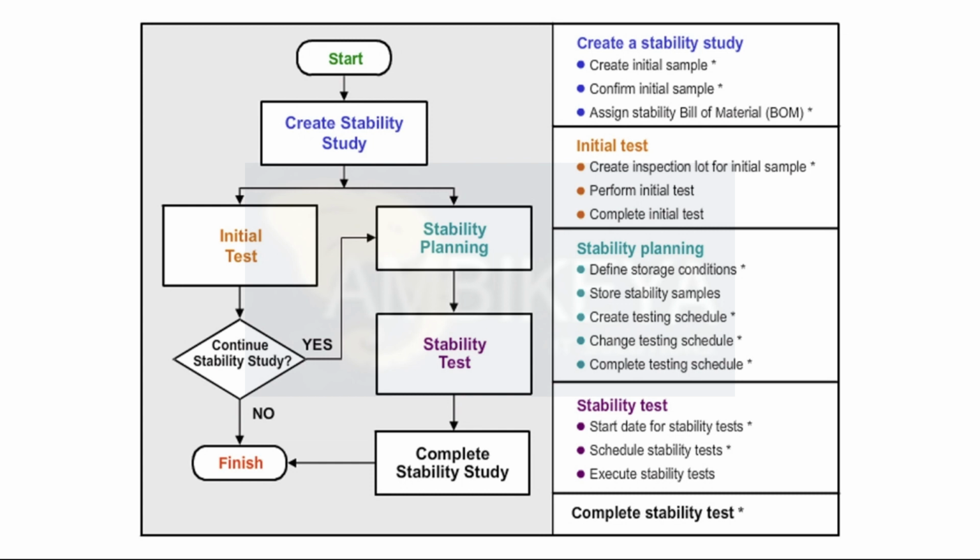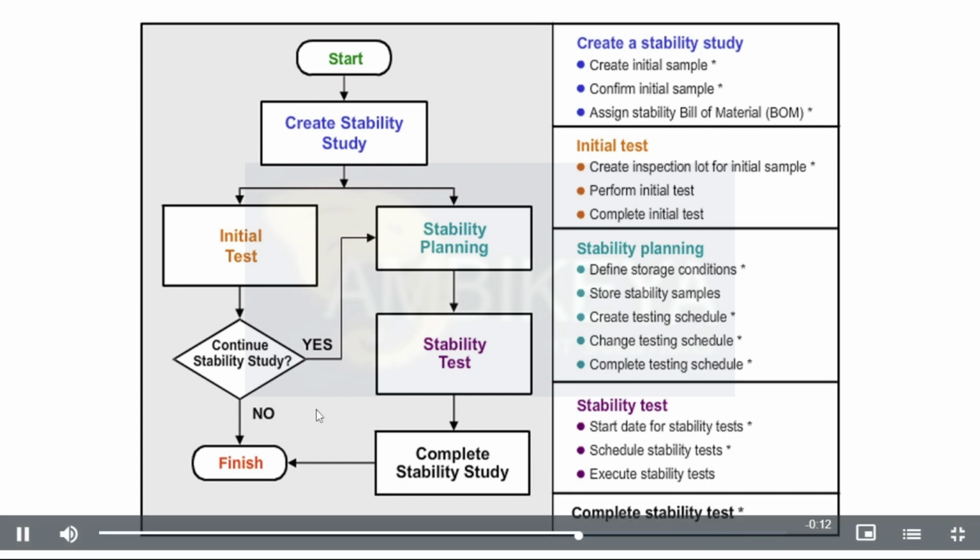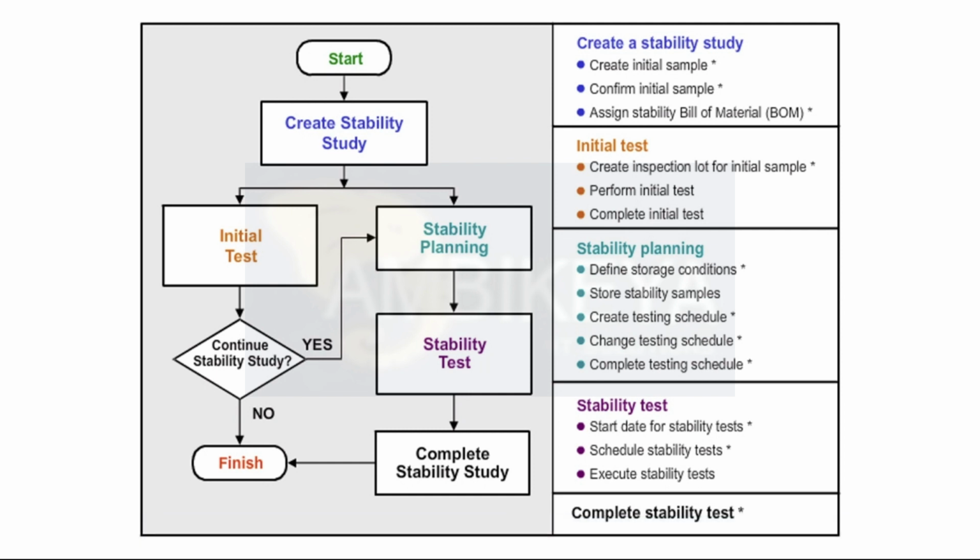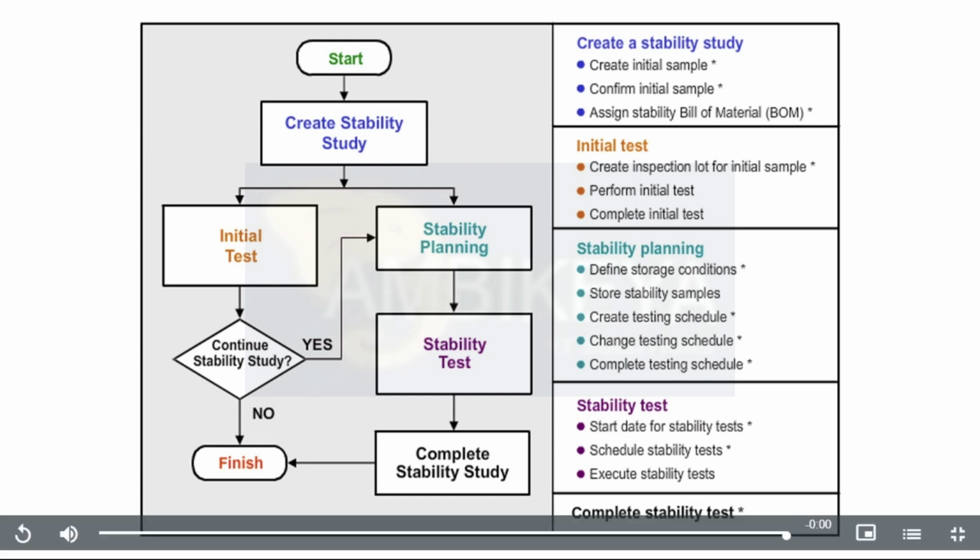Many of the process steps involved in a stability study are run using the follow-up functions in the action box of the quality notification or stability study. In the process description, all steps that are triggered by follow-up functions are marked with an asterisk.